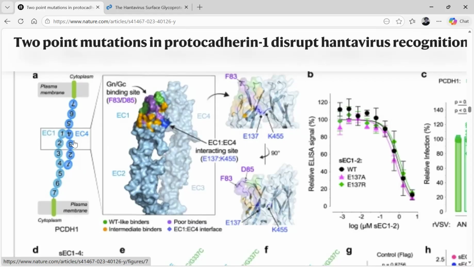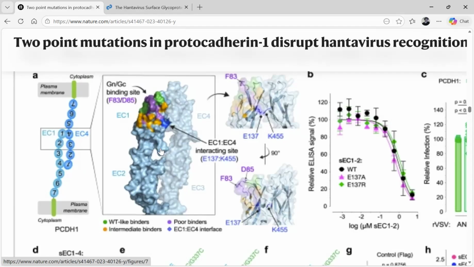So if you want cell-to-cell interaction between C1 and C4 cadherins, it would be approximately here. But the binding of the actual hantavirus Andes strain, it is here. And it's at this F83 and D85 position. That's important.